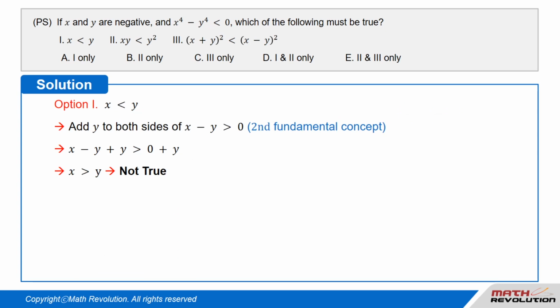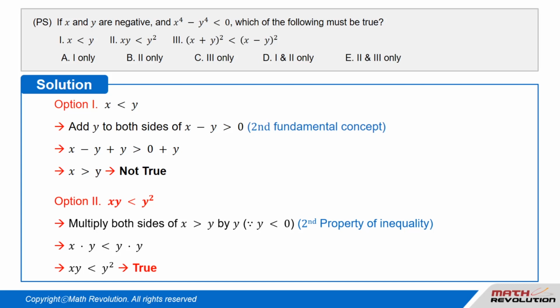Option 1, x is less than y. We have found that x minus y is greater than 0. So adding y to both sides by the second fundamental concept in inequality, we get x minus y plus y is greater than 0 plus y, or x is greater than y. Hence this option is not true.